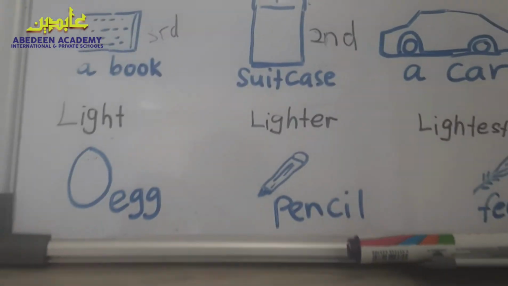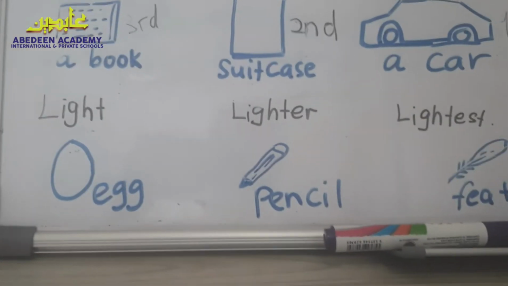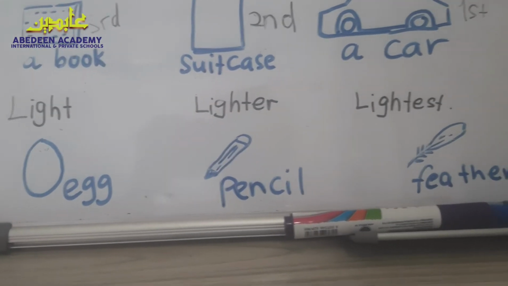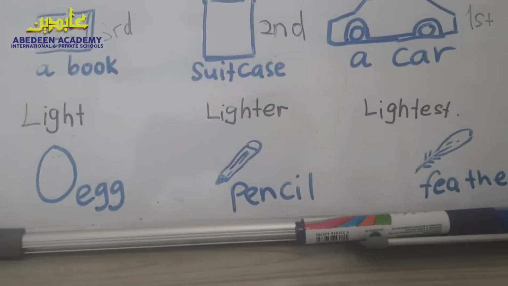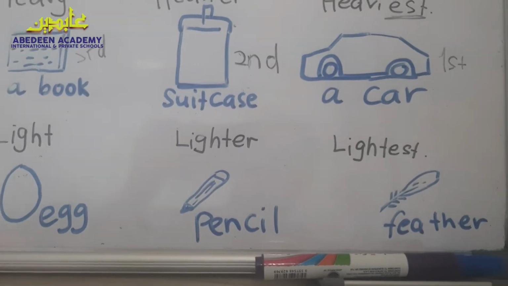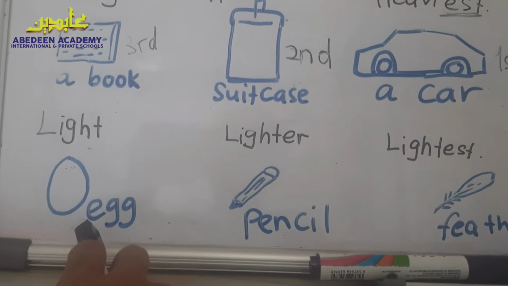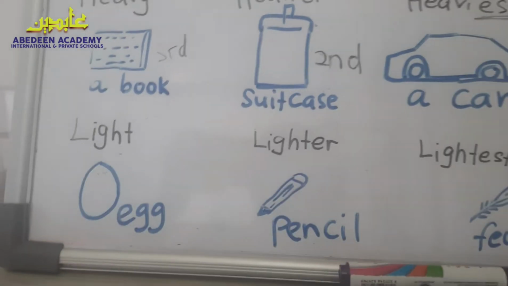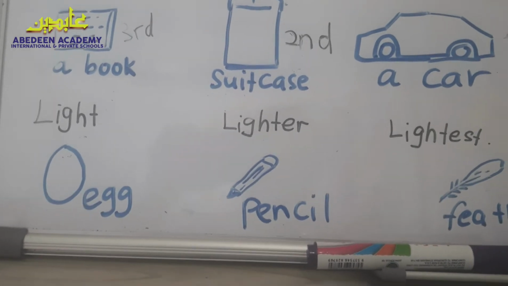All right, so now let's look at the opposite of heavy. If something is heavy, the opposite of heaviness is light. Something very light, right? So of course here we have 3 things to compare. We have 1 egg. The egg is light, right? It's very light, it's not heavy, it doesn't have that much weight, right?